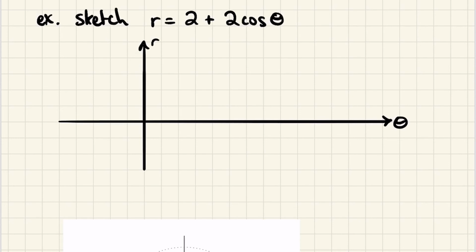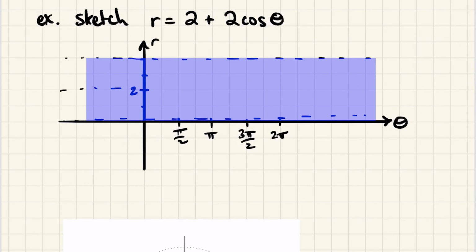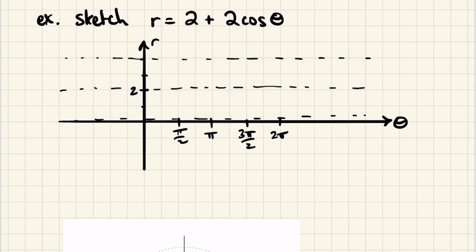So what can we see here? Well, this guy has a period of 2 pi. It has a vertical shift of 2 units, and it has an amplitude of 2 units, which means the entire wave is going to live between 0 and 4 along the r-axis. Okay, and its baseline will be right here at the vertical shift value of 2.